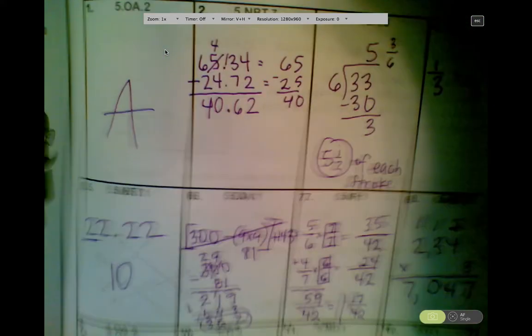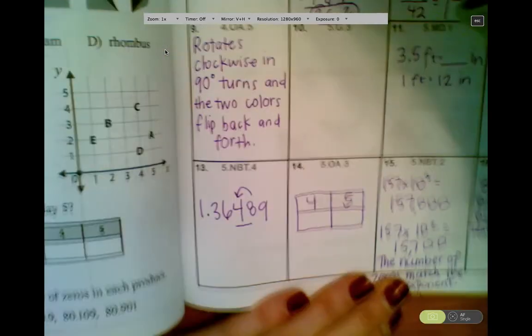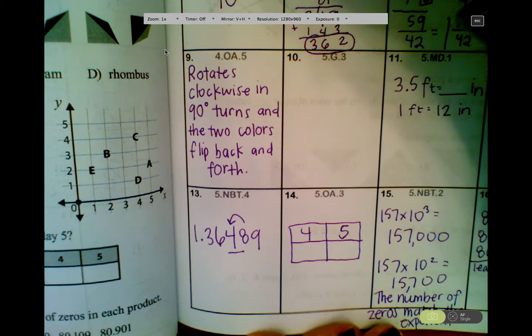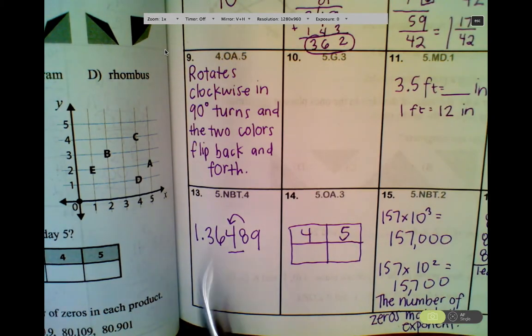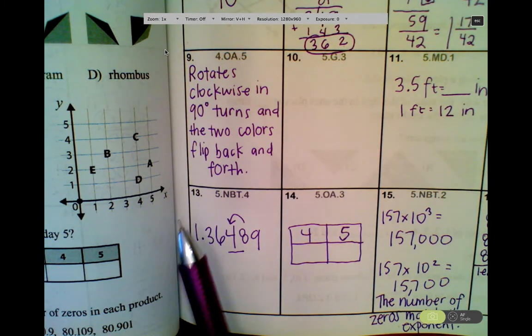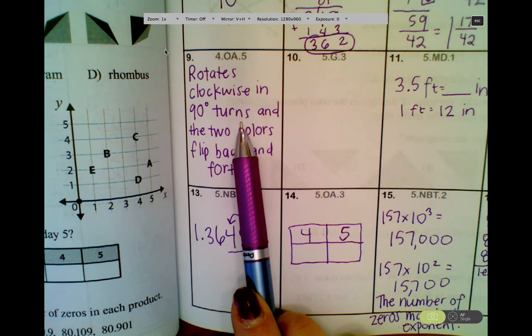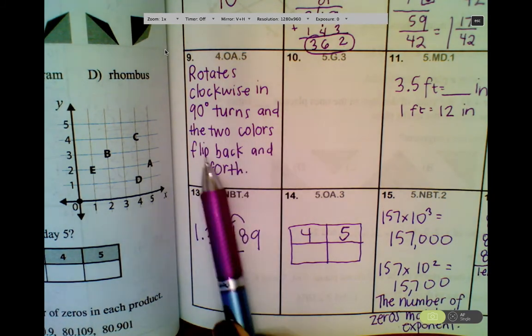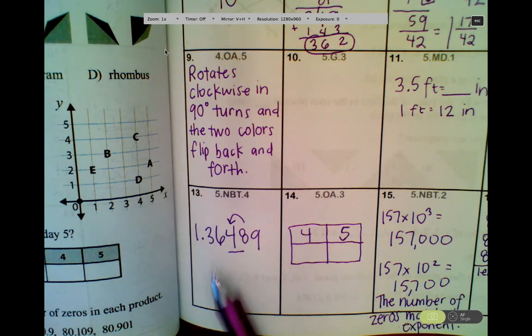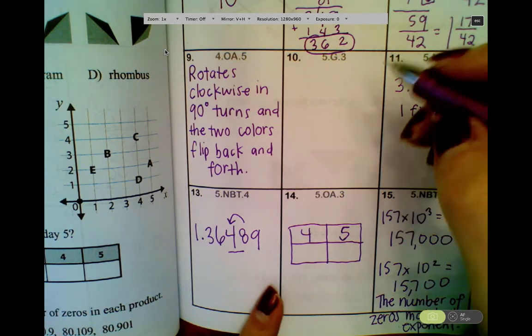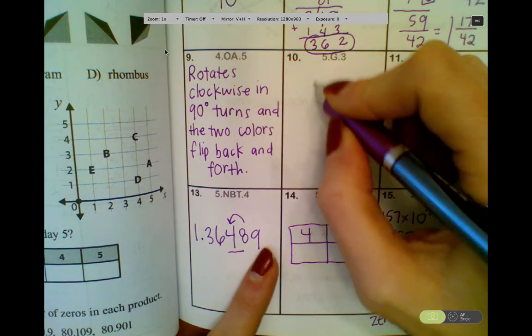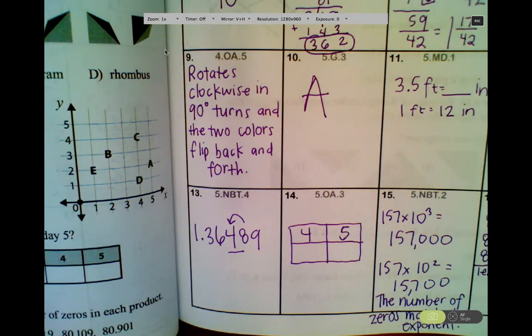Number 9, describe the pattern of those shapes. The pattern is it rotates clockwise in 90-degree turns, and the two colors flip back and forth. Number 10, which of the following terms describes a trapezoid? The trapezoid is described by a quadrilateral.